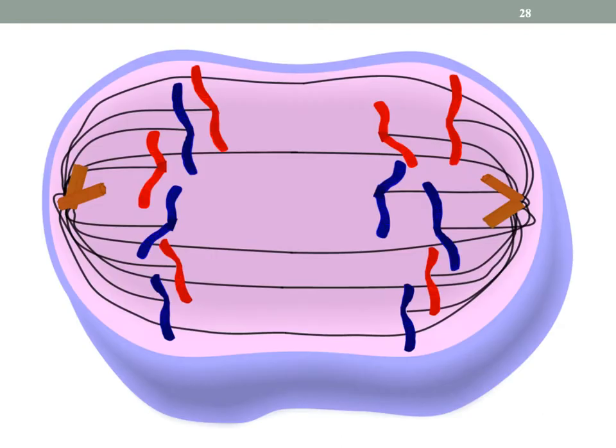And this is what it would look like. You can see that the sister chromatids have been separated. So now each cell is going to end up with a full set of the DNA that was in the original parent cell.